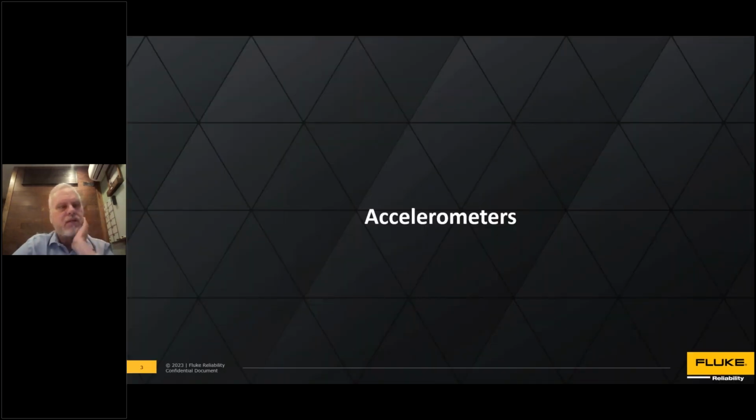Talking a little bit about accelerometers, again, today's main topic is going to be MEMS sensors, but we're going to start by talking about the more traditional accelerometers that we're all used to. So hopefully I can teach you something today, a little bit more about what I know or don't know about MEMS sensors.